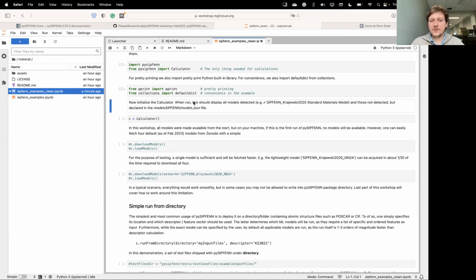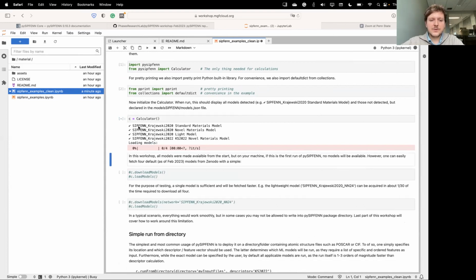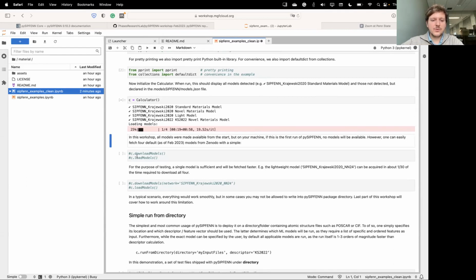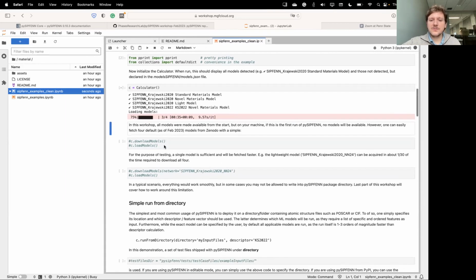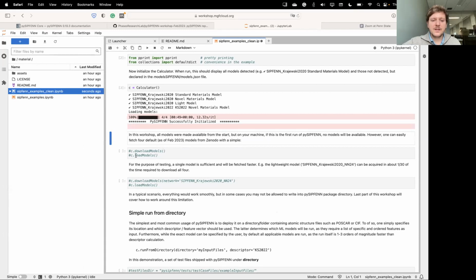Now we need to initialize the calculator. Let's run this, and you see that it printed out a couple of things. The first one says that the PySIPFENN Krajewski 2020 standard materials model has been detected, because it has a check mark next to it. It detected it because when setting up this environment, we already uploaded all of the models to the cloud. If you're running it on your own computer, after typing c = Calculator, you would need to download the models from the Zenodo repository. This is as simple as running c.download_models and then c.load_models, without the hash. You will be in the exact same state as we are right now, with all of the models loaded and PySIPFENN successfully initialized.